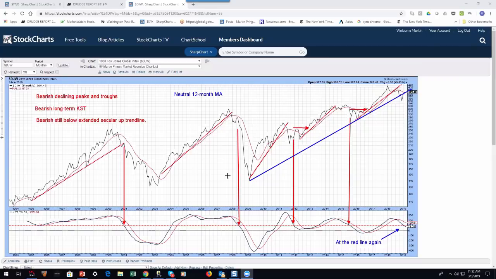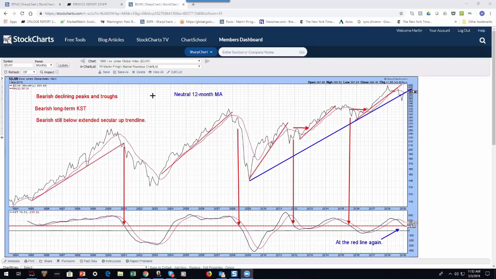So now we're looking at the Dow Jones Global Index for equities, and as you can see, we've got a lot of different trend lines that have been broken and other things going on here. But basically, this chart is offering us a bit of a mixed message, tending to lean to the bearish side, more bearish than for the US. First of all, we still have the declining peaks and troughs. There's a peak, trough, and they're still declining. Troughs are lower and peaks are lower.